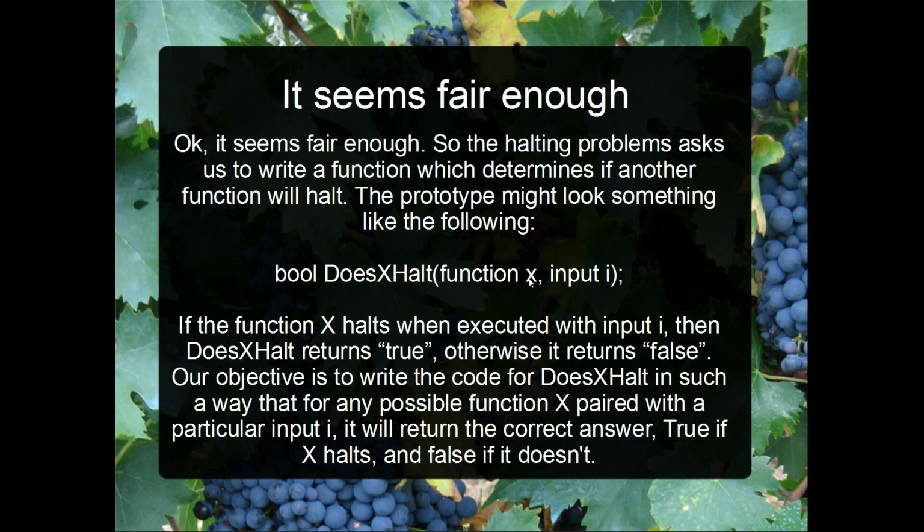Bool does x halt, function x and input I. And it's going to determine if x halts when executing with the input I. It's going to return true if it decides that the function x does finish calculating a result. And it's going to return false if it decides that actually the function x has an infinite loop and it's never going to return a result. Okay, so it seems fair enough. That's our objective there. Does x halt? Just like that.